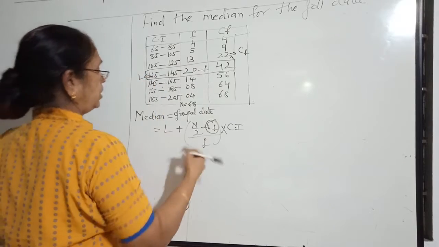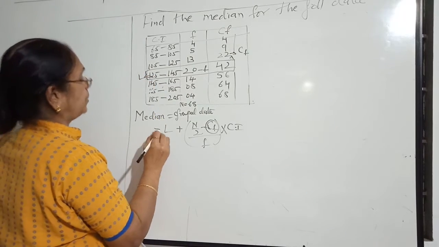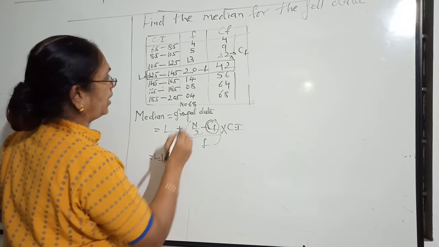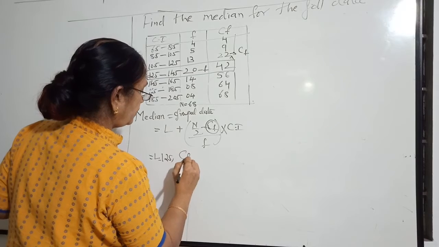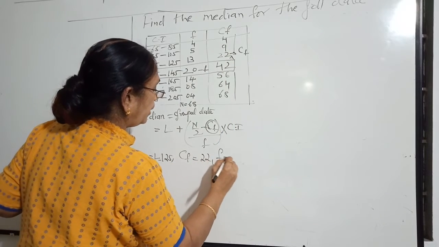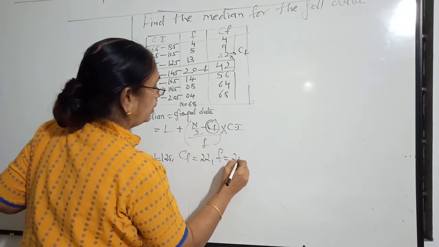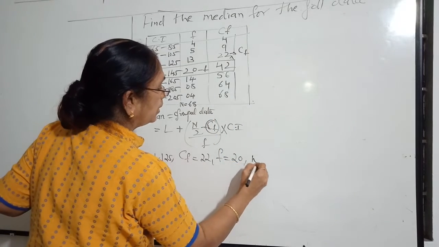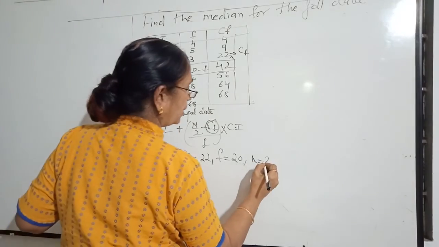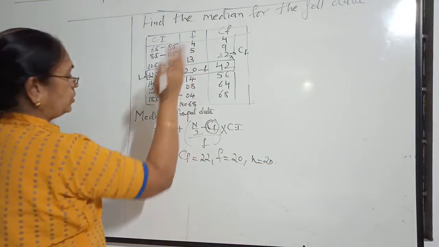Now, put this value here. That's it. What is this one? L is equal to 125. Then CF is equal to 22. Then F is 20, and of course H is equal to 85 minus 65, that becomes 20. Put the values here and solve it.